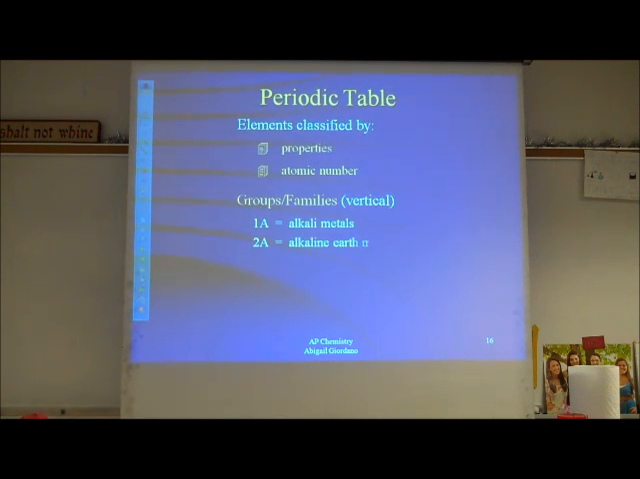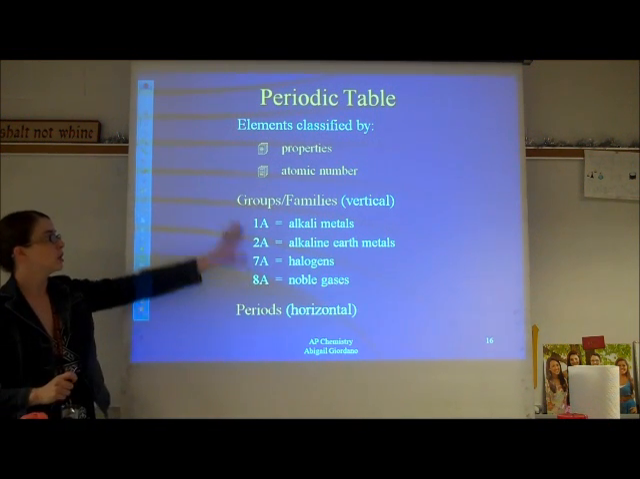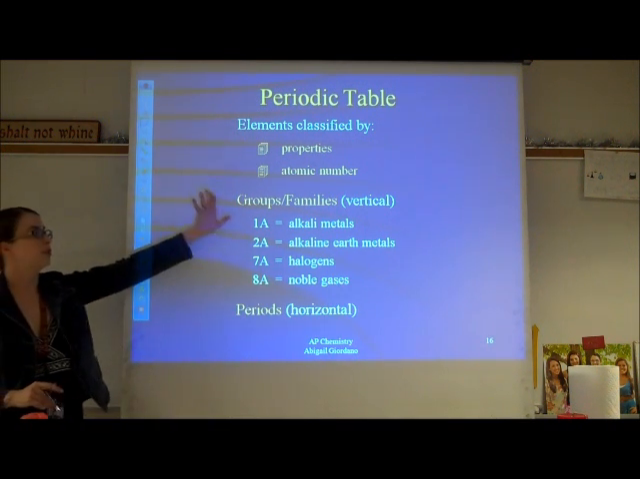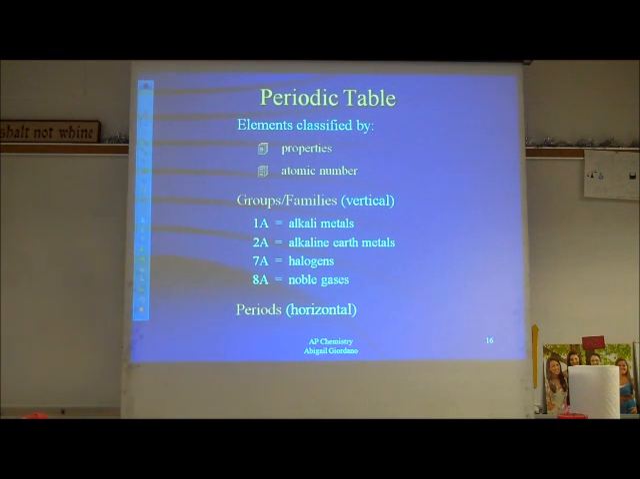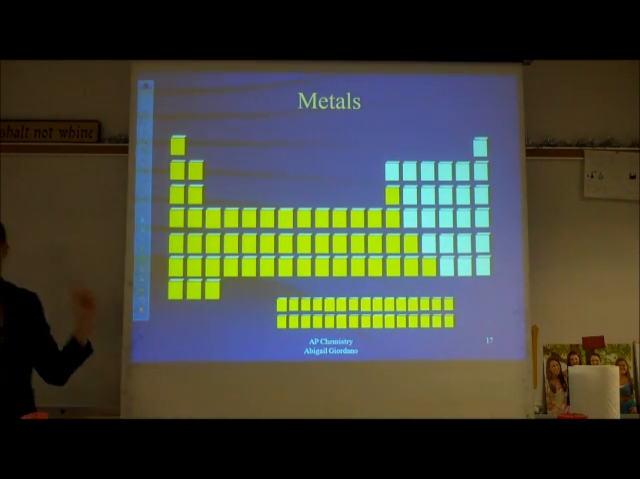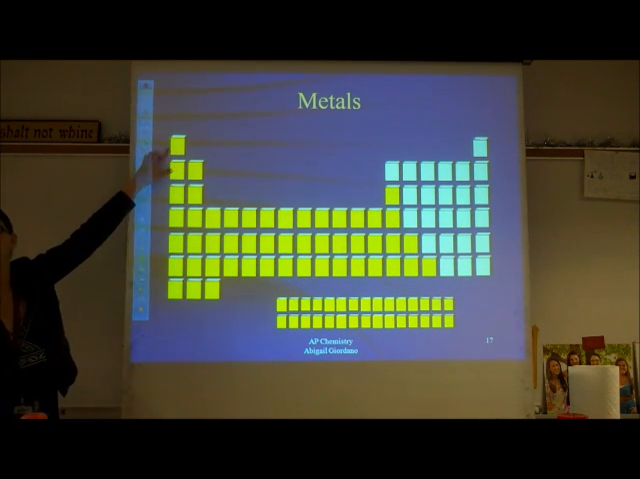Alright? So if you wish, you may label your periodic table. You are still responsible for knowing these 4 family names, group names, whatever you want to call them. Groups, families, we're talking about vertical columns, periods are horizontal. This is in general where your metals are, and there is one mistake on this slide. Anybody want to guess what it is? There is a box that is colored that should not be colored. Hydrogen. Correct.